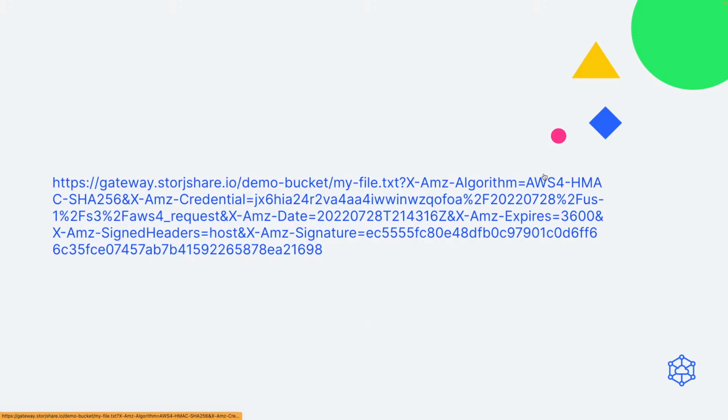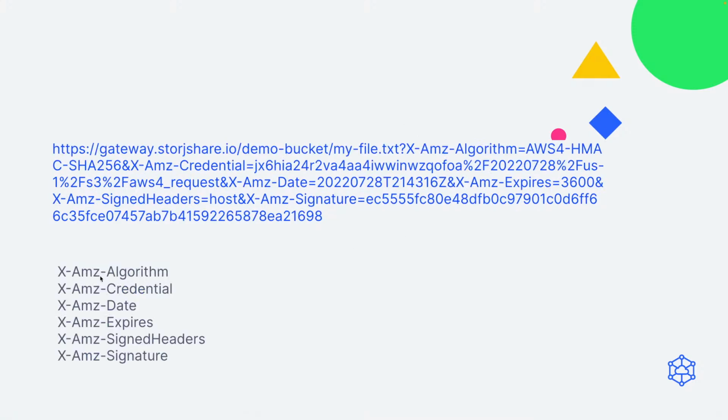In the same way, a presigned URL looks like this. It has a bunch of query params that you can view, and each of those params have different names. You can see there's an algorithm, credential, the date expires, signed headers, and the signature. And just like the photo with that credential, you can see that a presigned URL has this similar thing.